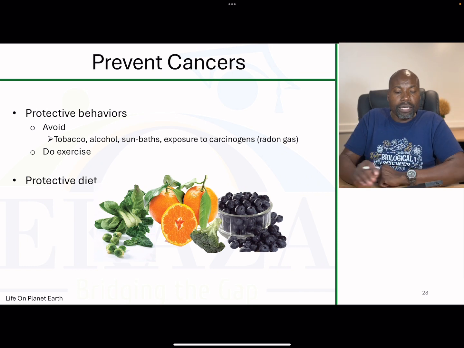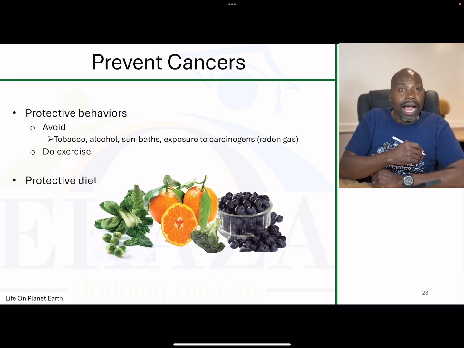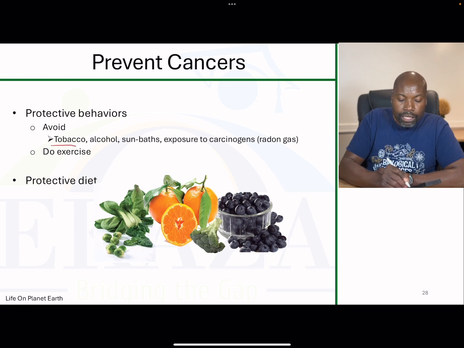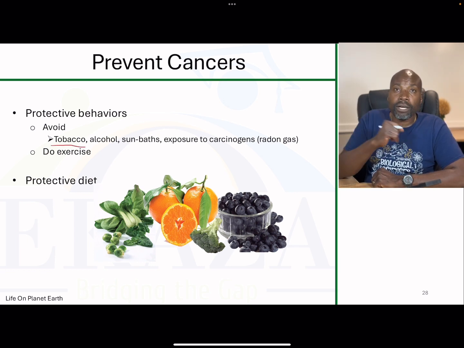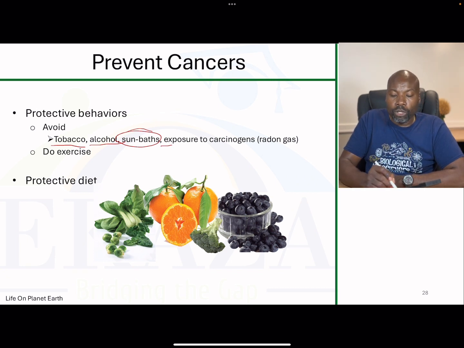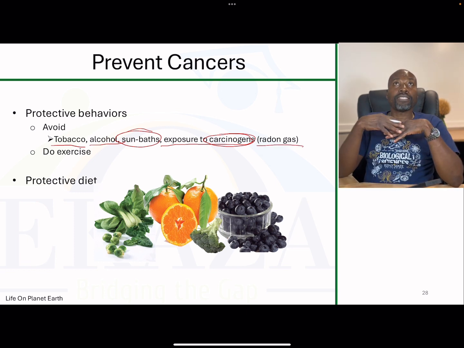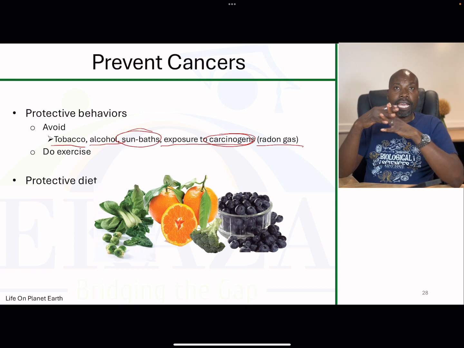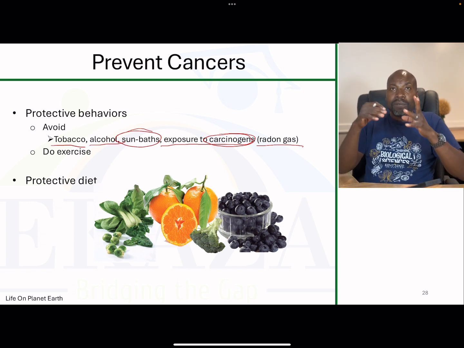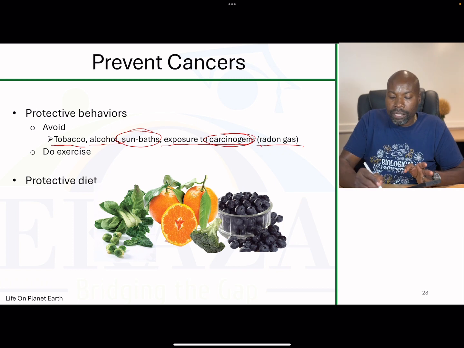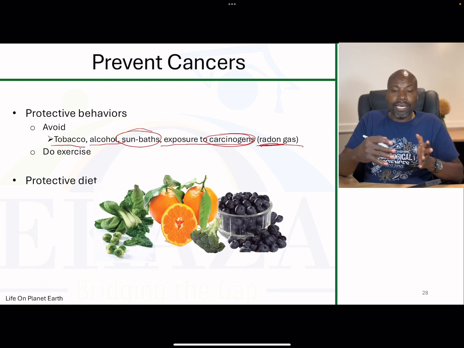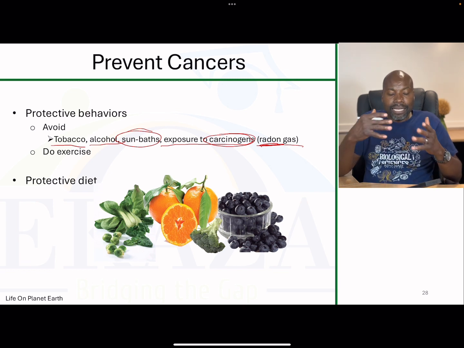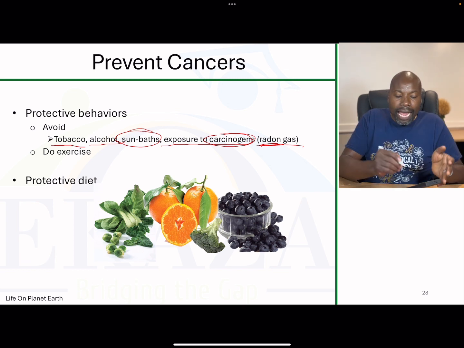So now, going to prevention, okay, avoid a number of things, including the use of tobacco. No matter how you turn this, tobacco is not good news for you. Limit the consumption of alcohol, avoid sun baths, right? Exposure to carcinogens can be a problem, such as radon gas. In some places where you have a basement, you have to be careful because basements can accumulate a gas called radon. That's why in modern housing today, you have a little device that can detect the amount of radon, right?